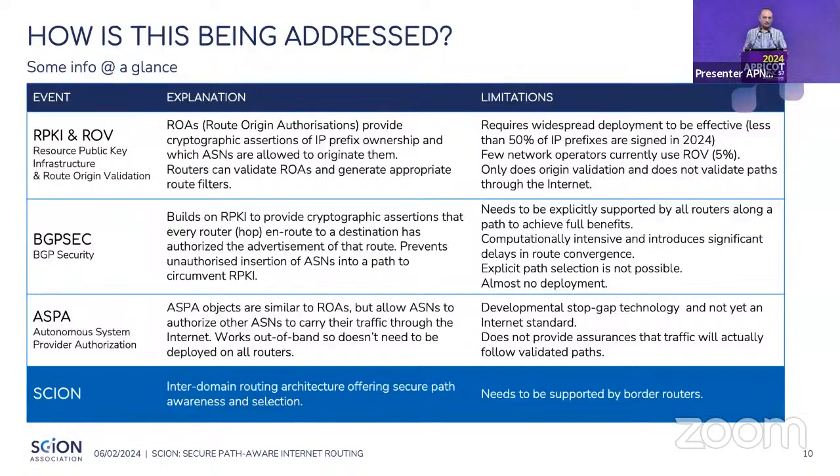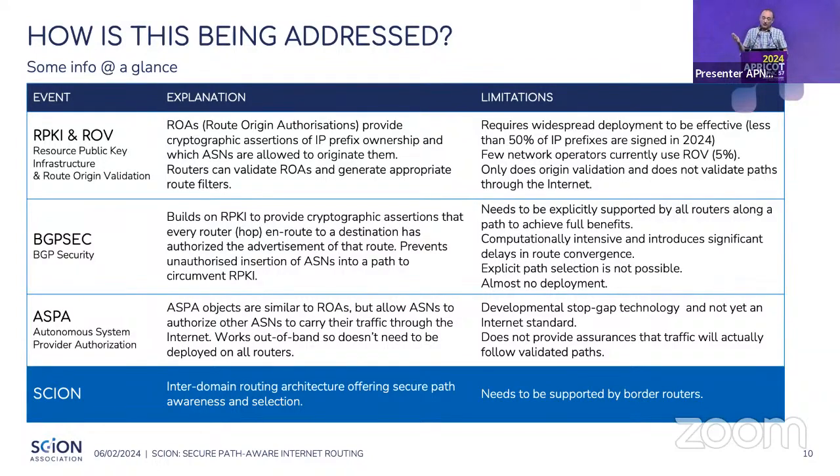The one that's been pushed for the last several years is RPKI. This provides cryptographic assertions of IP prefix ownership, in other words, which ASNs are allowed to originate it. That allows routers to validate the ROAs and generate route filters. But the issue is that it requires widespread deployment to be effective, and at the moment, less than 50% of prefixes globally are signed.